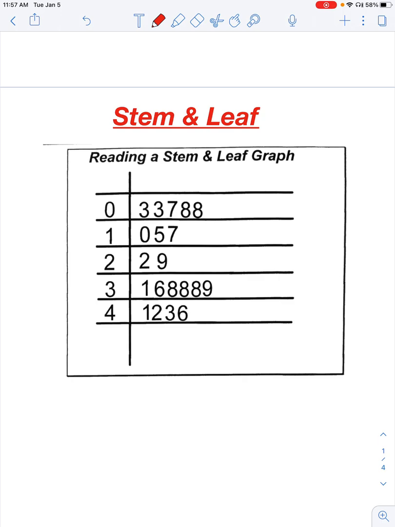Today we are talking about stem and leaf. This is another plot. This is not so much a graph, even though it's labeled as such right here. The goal and the objective of this video is to teach you how to, A, read a stem and leaf graph, and then talk about why we have it in the first place, okay?